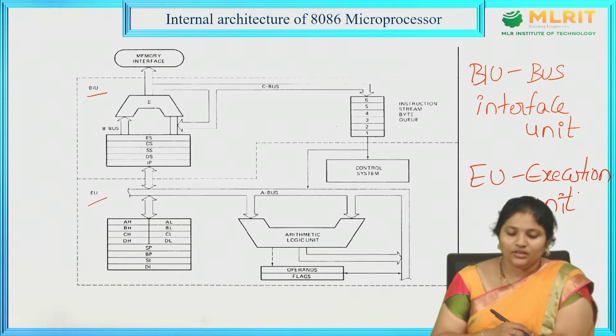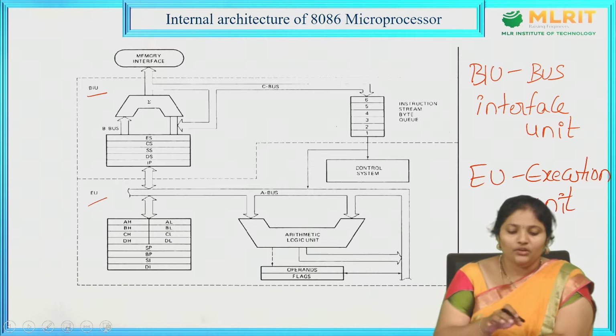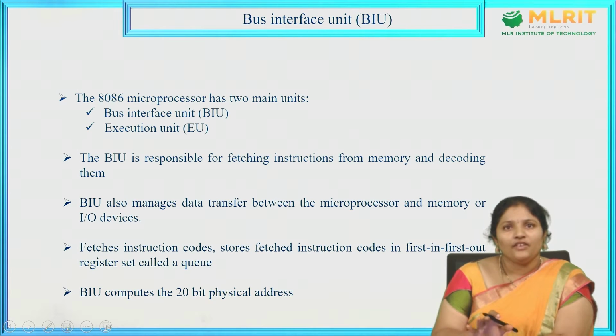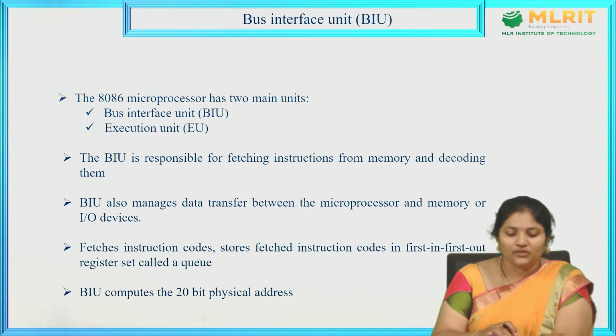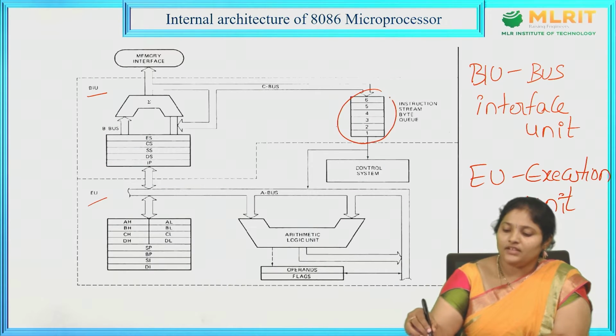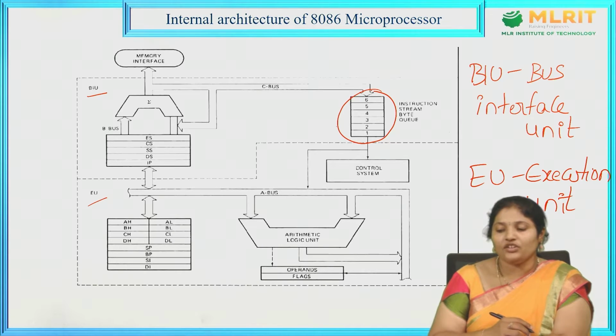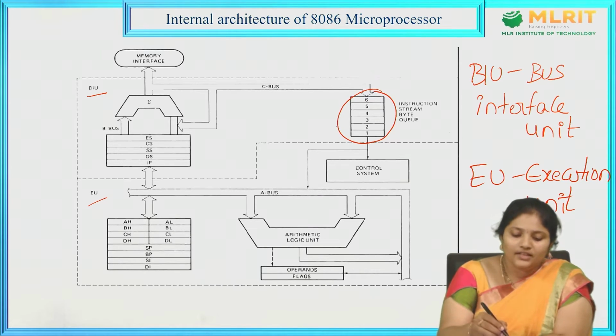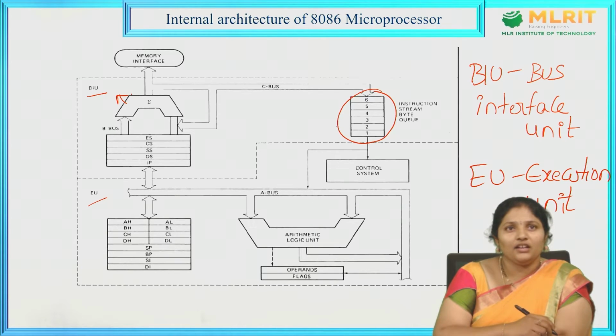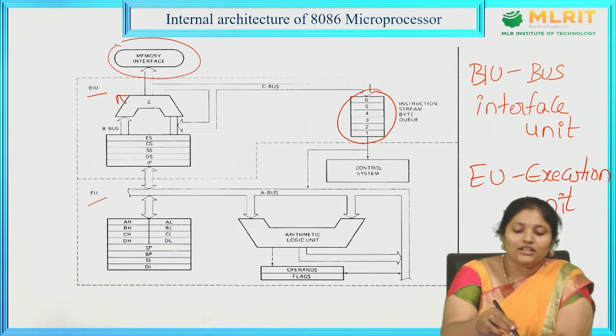Here, the bus interfacing unit is responsible for fetching instructions from memory and decoding them, and it also manages data transfers between the microprocessor and memory and input-output devices. It fetches the instruction codes and stores them in the first in first out unit, which is nothing but the instruction stream byte queue. This block is responsible to calculate the 20-bit physical address which is used by the 8086 microprocessor. Memory interfacing totally depends upon this unit.